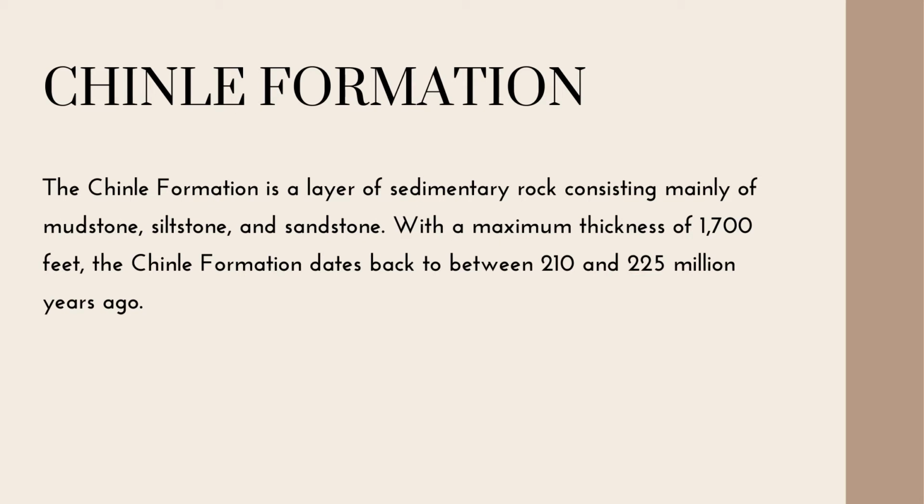The Chinle Formation. The Chinle Formation is a layer of sedimentary rock mainly consisting of mudstone, siltstone, and sandstone. With a maximum thickness of roughly 1,700 feet, the Chinle Formation dates back to between 210 and 225 million years ago, during the late Triassic period.